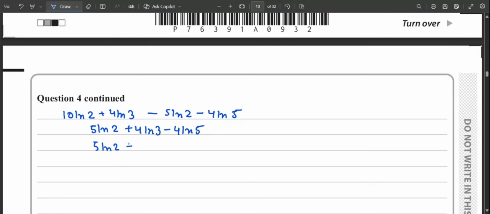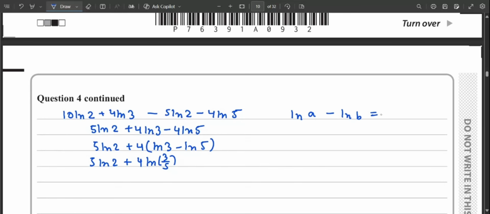We have 5 ln 2, then we can take 4 common from both these terms, and we get ln 3 minus ln 5. And then we can write ln of 3 by 5. We know that due to our rules of logarithm, ln a minus ln b is equal to ln of a divided by b. So this is the rule we have applied here.